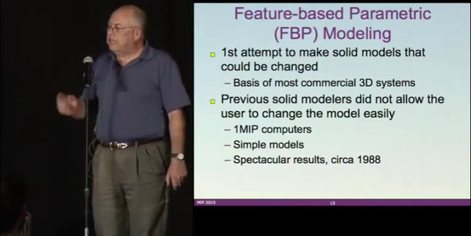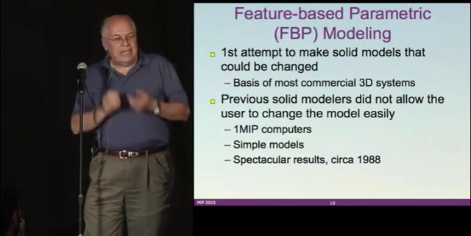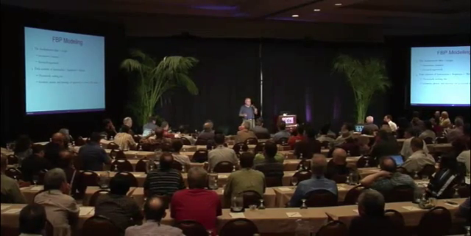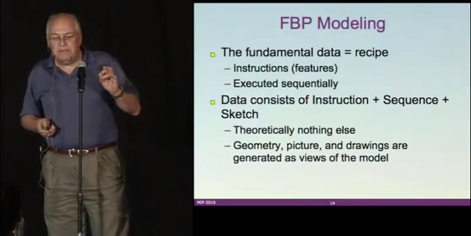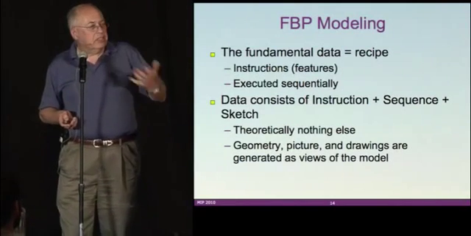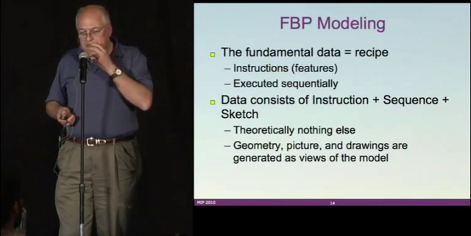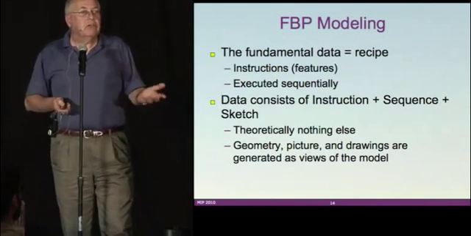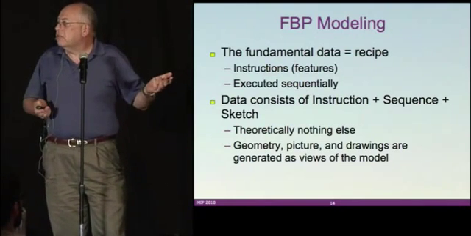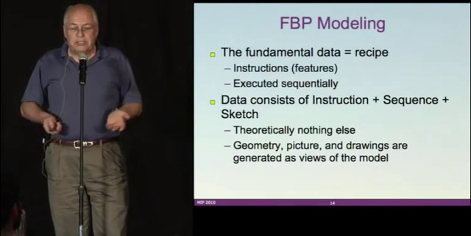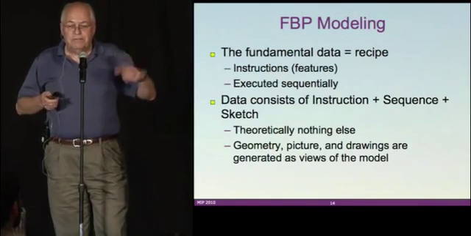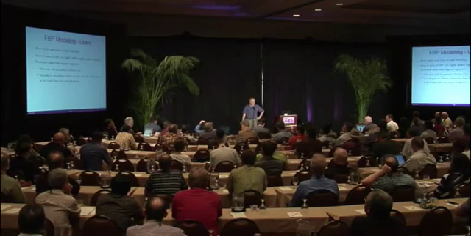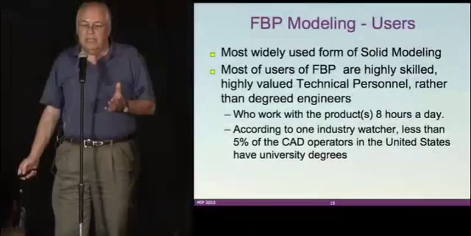So in feature-based modeling, the data is now different from the 2D case. The instructions of the features are the recipe, and they're executed sequentially. So the data is the instructions, their sequence, and sometimes sketches. And theoretically, you don't need anything else. You regenerate the model, and you get geometry, picture, and I can't move or the sound goes down. The drawings are generated as views of a model. And it's clearly very widely used.